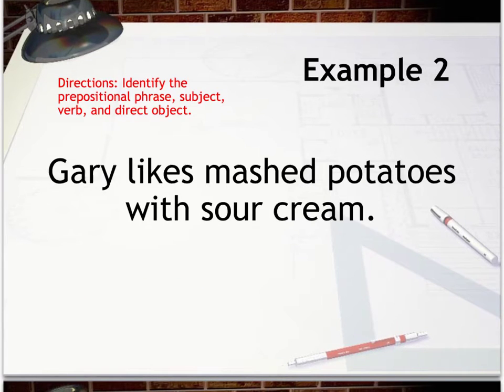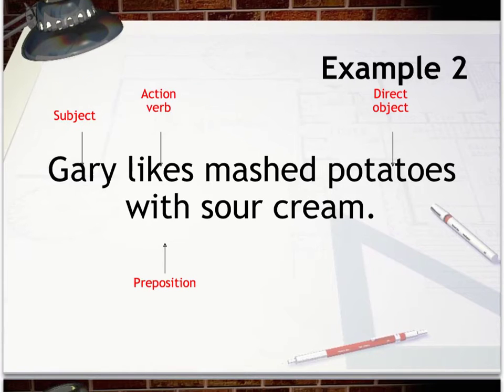In example 2, identify the prepositional phrase, subject, verb, and direct object. Gary is the subject. He likes, that's the action. He likes what? He likes potatoes. That's the direct object. With sour cream is the prepositional phrase. The direct object cannot be part of the prepositional phrase.